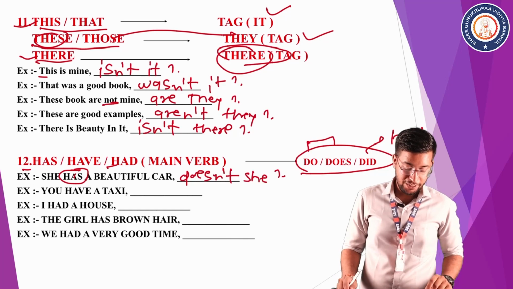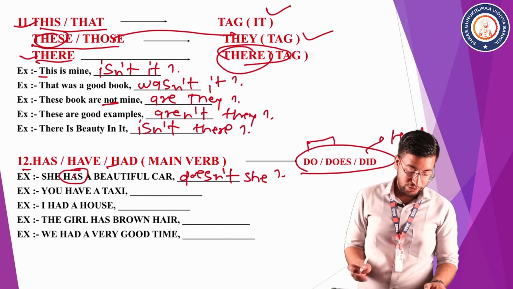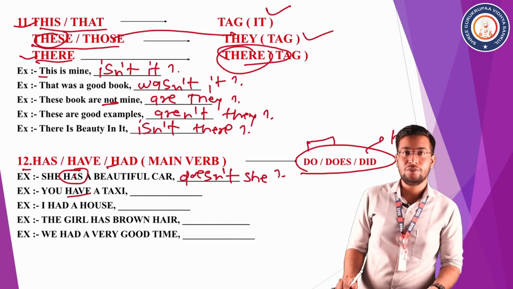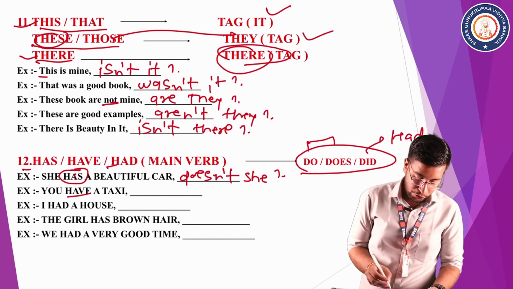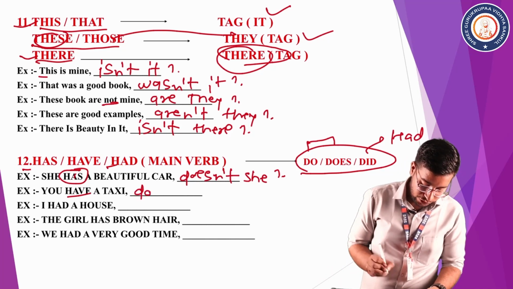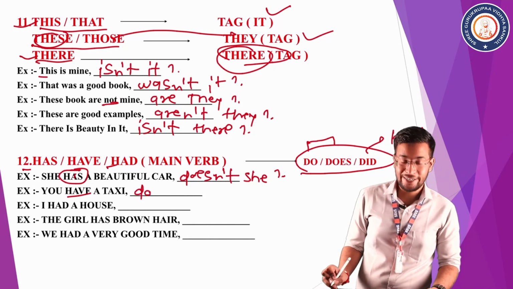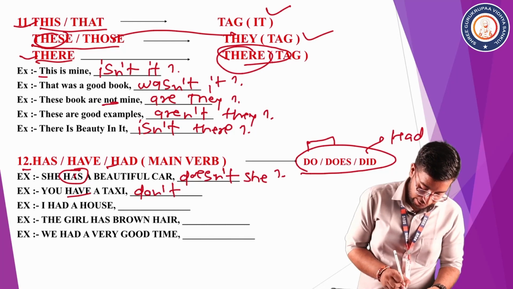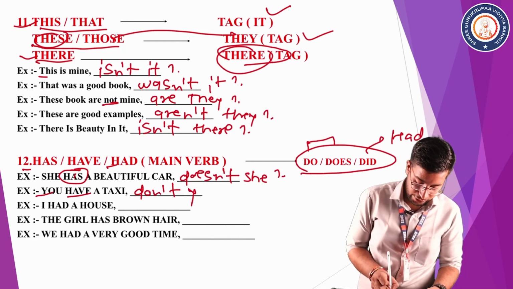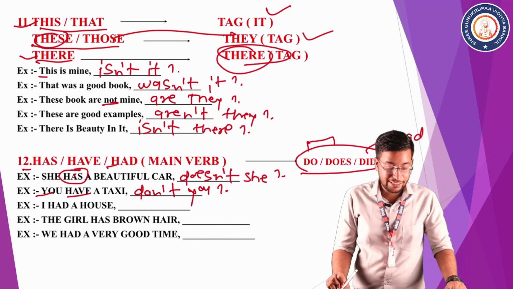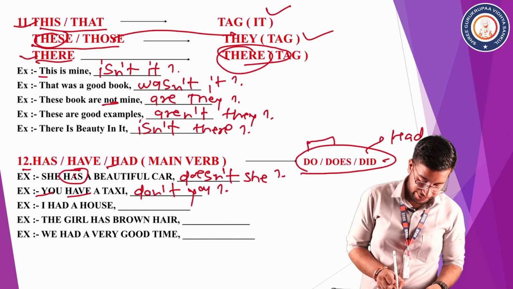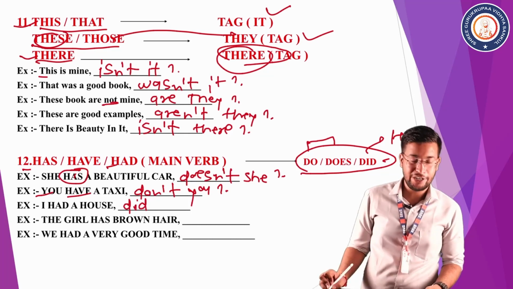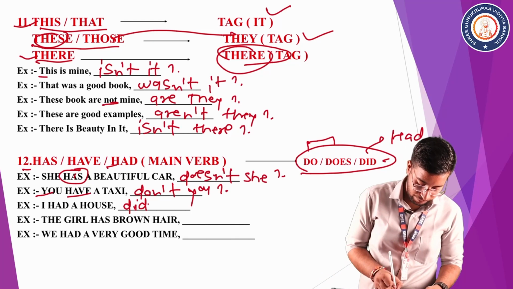Our next example is, you have a taxi. Here have is working as a main verb, so we'll use either do or does. It will be do, and because it is an affirmative sentence, we have to make it negative. So it will be don't, and we have to use the subject you. So it will be don't you. Next example, I had a house. For had we use did. So it will be did, and because it is affirmative, we have to make it negative. So it will be didn't I.